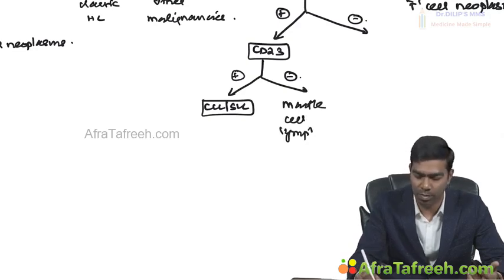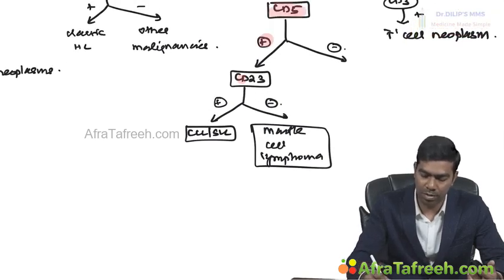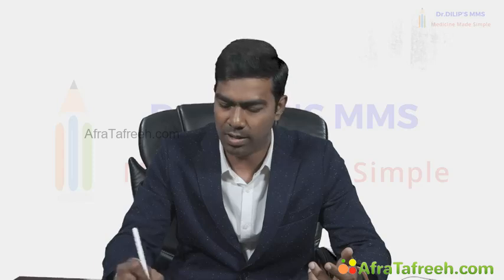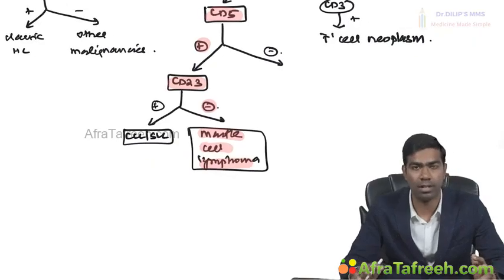Classic mantle cell lymphoma will be CD5 positive and CD23 negative. Very important for exams: CD5 positive, CD23 negative, mantle cell lymphoma. CD5 positive, CD23 positive, it is CLL, that's it. Finish. This is something gold standard to know. You cannot afford to forget this.